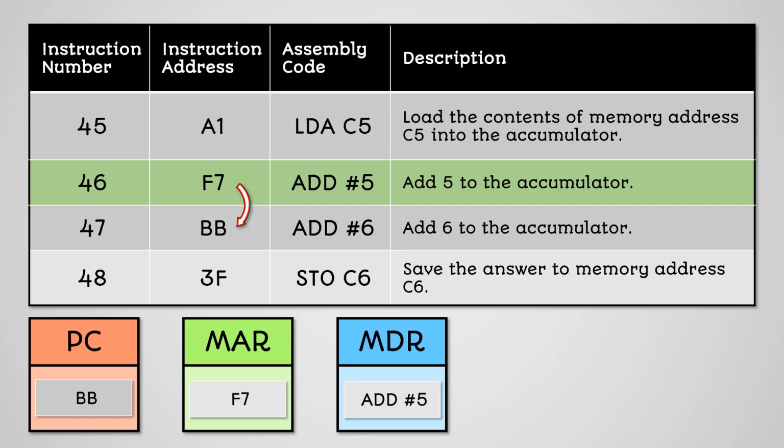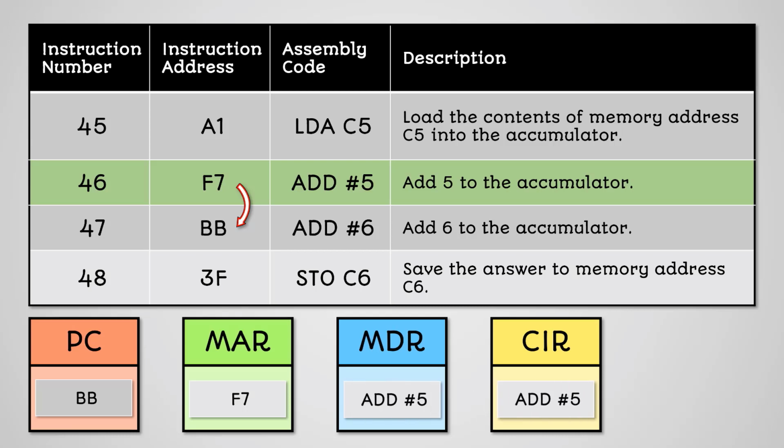If the data stored in the memory data register is an instruction, rather than just some data like a number, this gets passed to the current instruction register. So the current instruction register stores the current instruction to be processed. In our example, we can see that the memory data register is storing an instruction. So ADD5 will also be stored in the current instruction register.